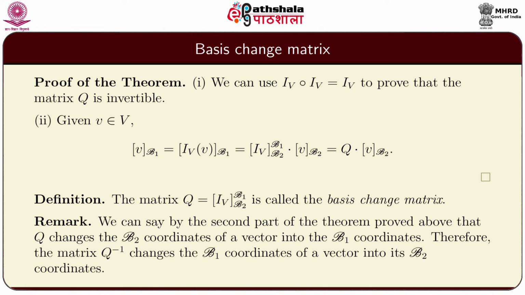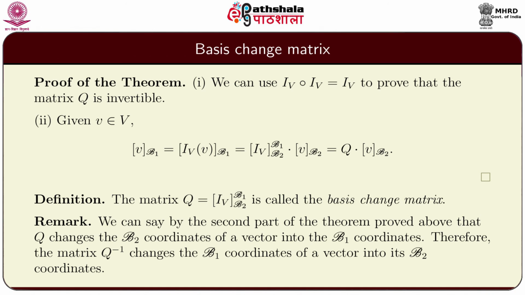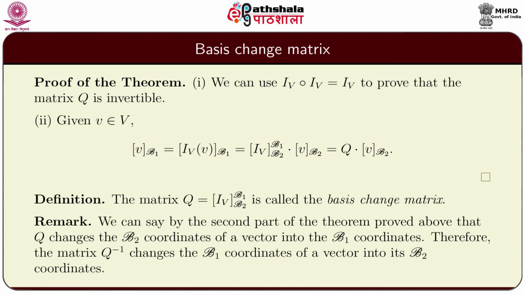For the first part of the statement, we can use the fact that I_V composition I_V is I_V, and therefore the matrix Q is invertible. And for the second part, we see that if small v is a vector in V, then the coordinate vector for v with respect to the basis B1, that is [v]_B1, is nothing but [I_V(v)] with respect to B1, and this can be written as [I_V]_B2,B1 product [v]_B2. So, [I_V]_B2,B1 is the matrix representation of the identity operator with respect to B2 and B1, and [v]_B2 is the coordinate vector. Now, [I_V]_B2,B1 is Q, so this is equal to Q times [v]_B2.